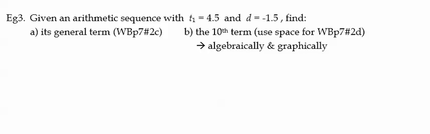Okay, so example number 3. This time we have an arithmetic sequence that involves decimal values. Starting with term number 1, the common difference is negative 1.5.